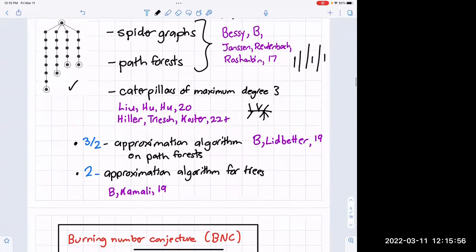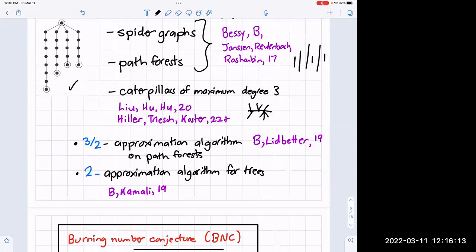We also know some things about approximation algorithms, looking at competitive ratios. For path forests, there's a 3/2 approximation algorithm, which I did with Thomas Lidbetter. And with Shahin Kamali, we have a 2-approximation algorithm for trees.